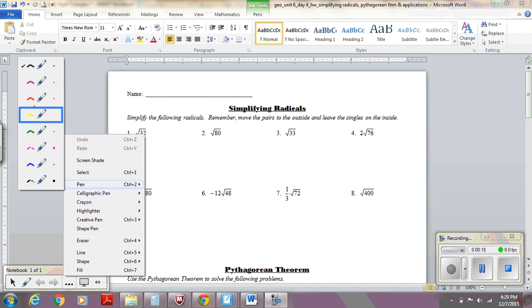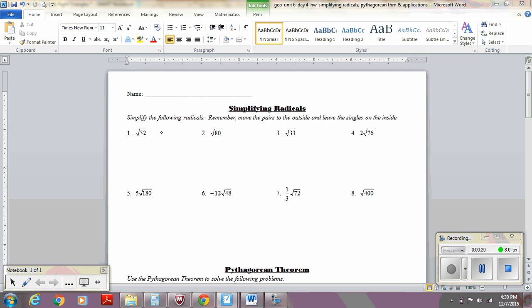That means we want exact answers, no decimals. To do that, what I would do is first break apart the number underneath the radical into multiples. So the multiples that make up 32 could be 4 and 8. And 4 happens to be a perfect square, so that's good. We want to keep that one.